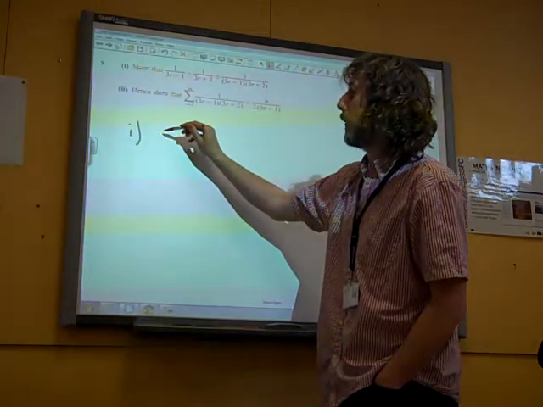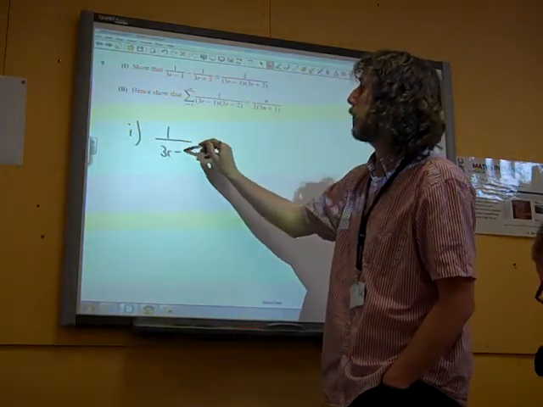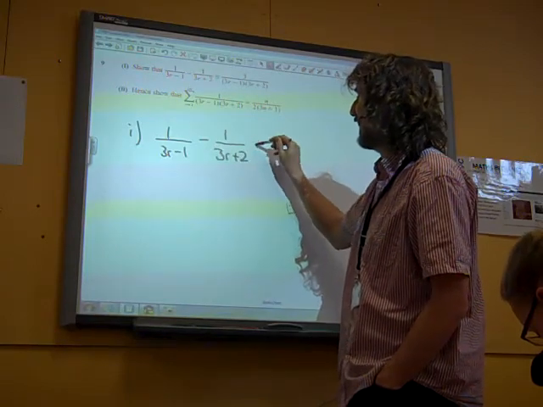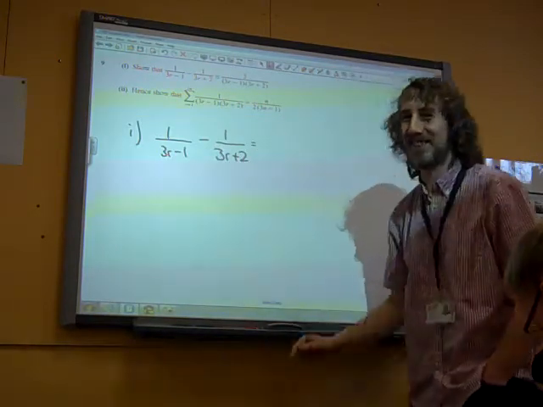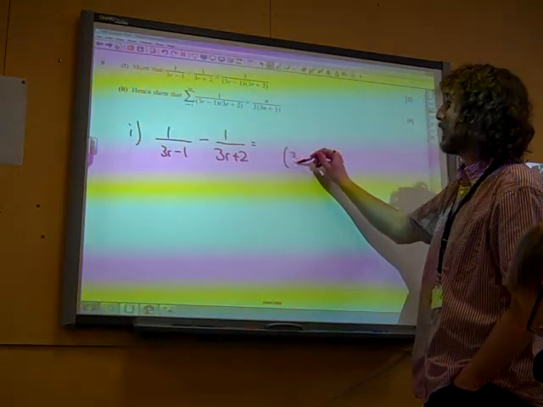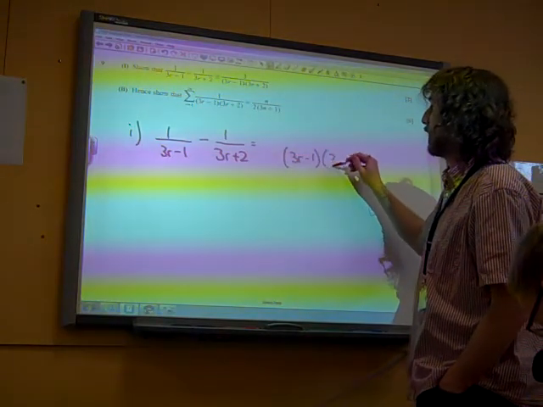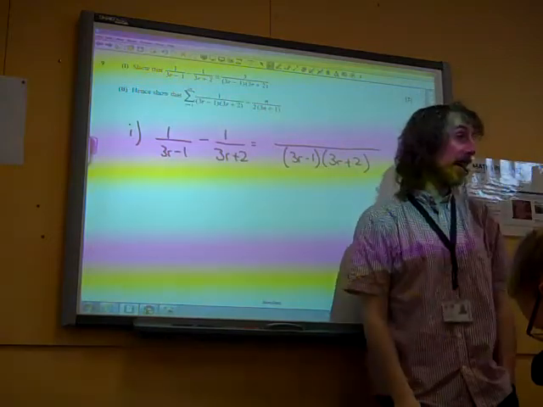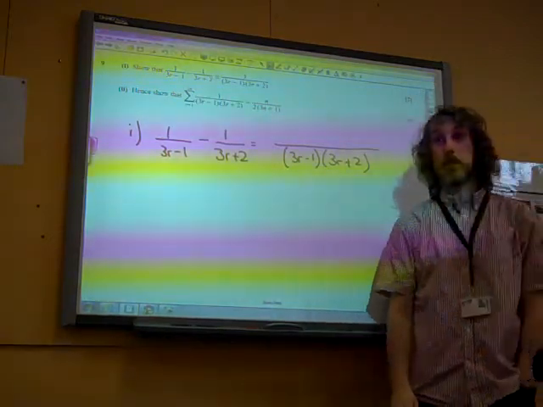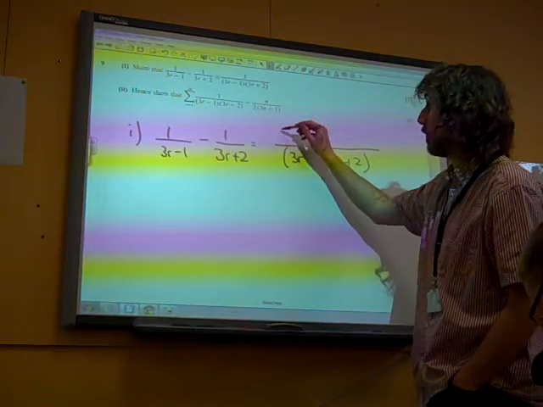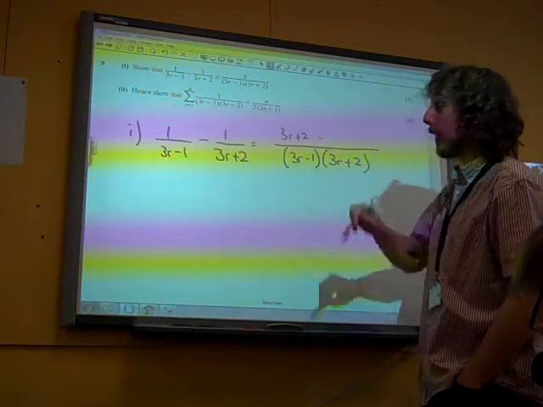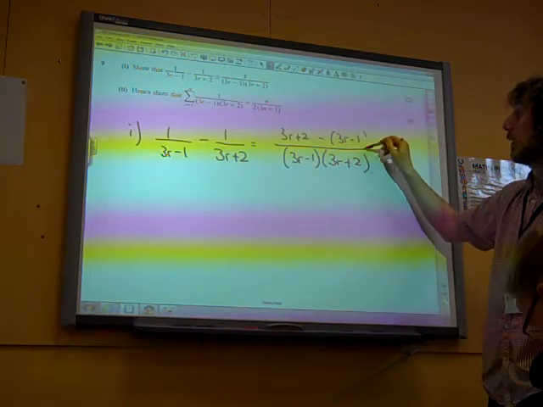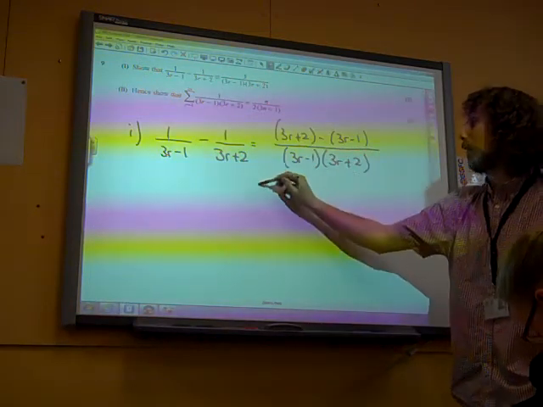So for part 1, we're going to do 1 over 3r minus 1, minus 1 over 3r plus 2. We would have a common denominator of these 2 things multiplied together. In order to get it over that common denominator, the first fraction we've multiplied by 3r plus 2, and the second fraction we've multiplied by 3r minus 1. There we go, that's all we need to do.